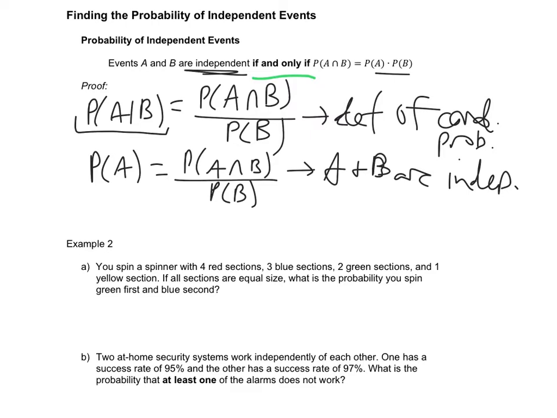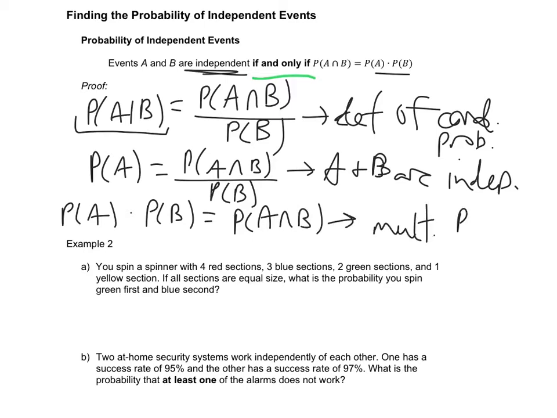Through multiplication property of equality, then, I can get P of A times P of B equals probability of A overlap B. And that's multiplication POE, property of equality. So there's my formula right there. So if two events are independent, then the probability of A and B is P of A times P of B. That's going to be helpful here.